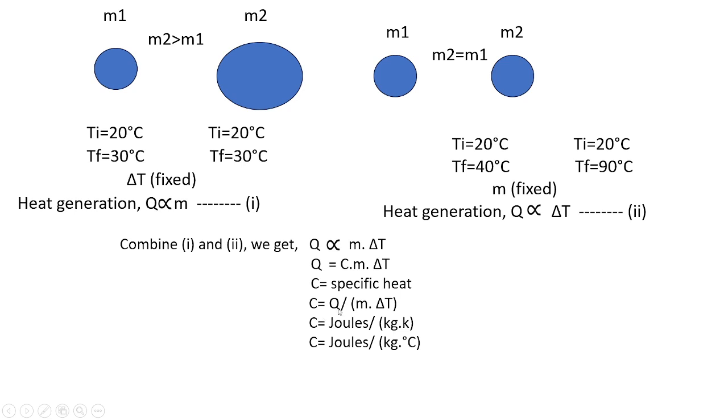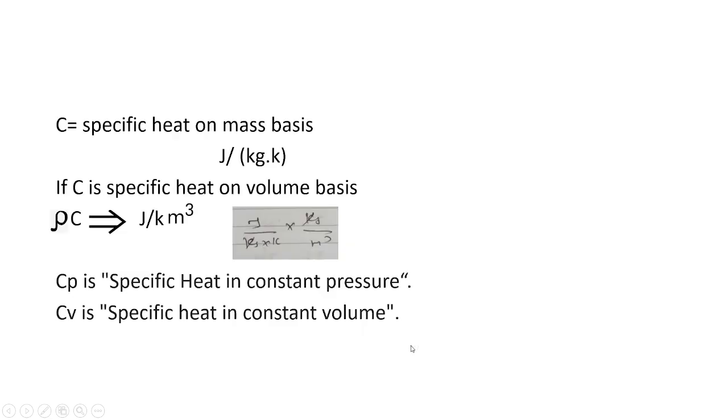Let us apply the units. What is Q? Heat generation, which is one kind of energy, so the unit will be joule. Then mass: what is the unit of mass? Kilogram. Change in temperature: Kelvin, or else we can say degree Celsius. So the unit is joule per kilogram Kelvin, and this is the specific heat capacity on a mass basis.